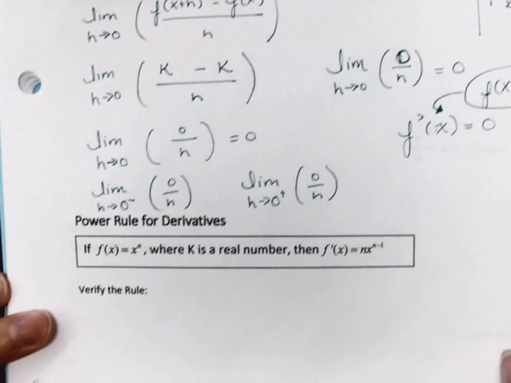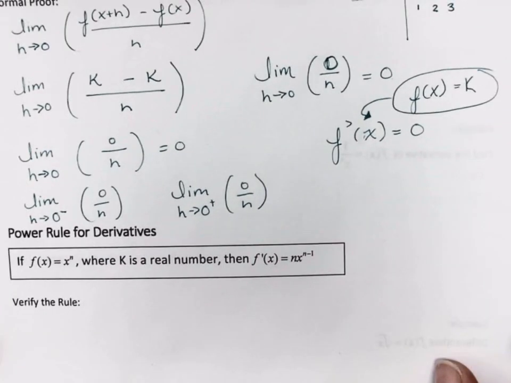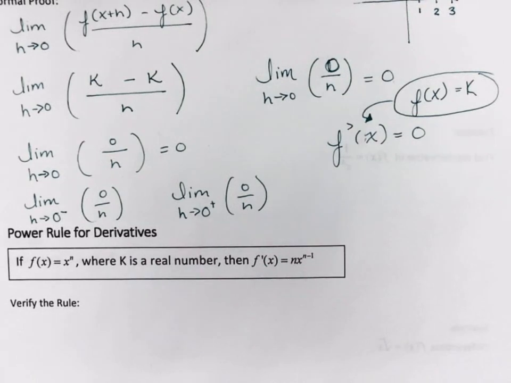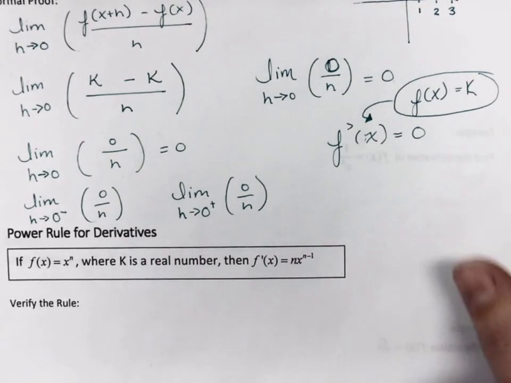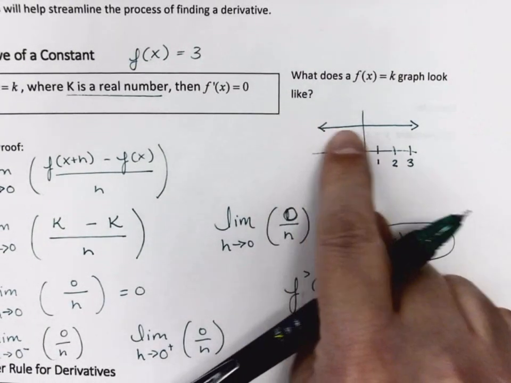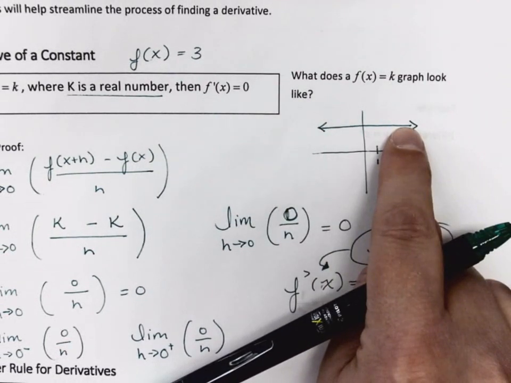Okay, so the graph is a straight line, like the slope is always 0. Yep, that's a great way to discuss it too, right? We know that the slope of this line is 0.